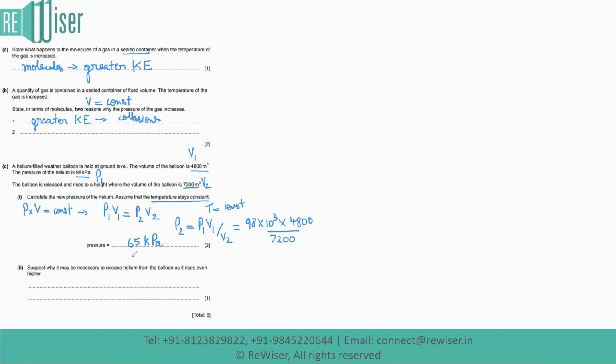And this reduction in pressure is done so that the difference in pressure between the inside and the outside of the balloon rises, which further helps the balloon rise higher.